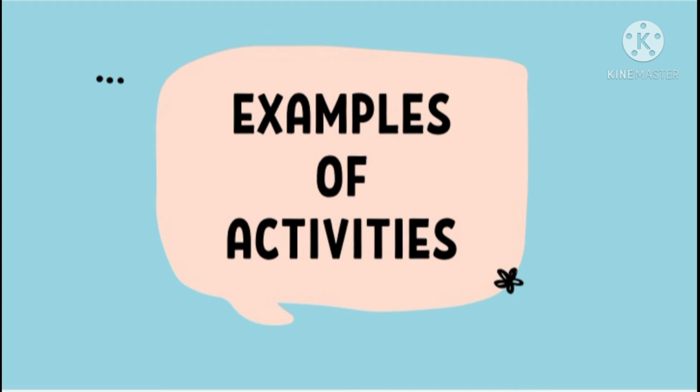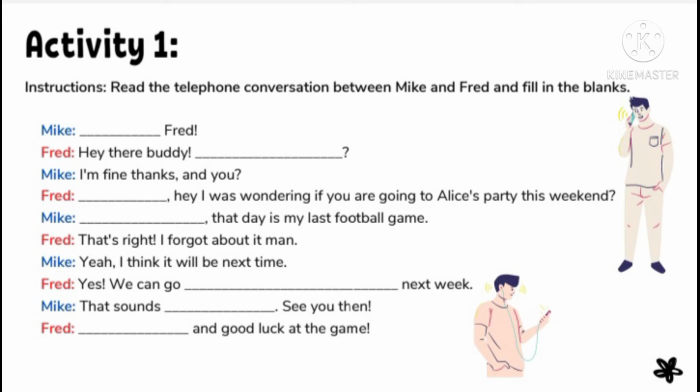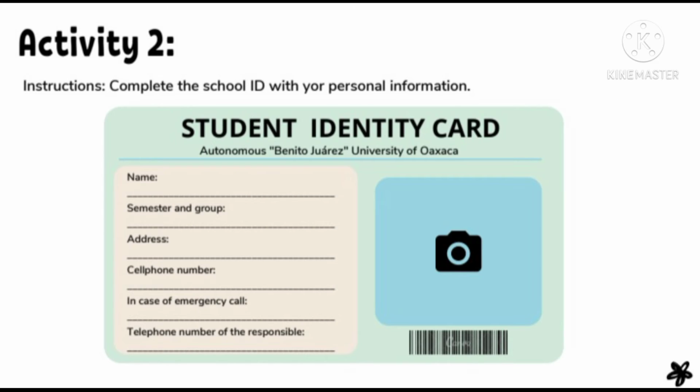Okay, so now we are going to see some examples of activities about form completions. Here we have our activity 1, so I will read the instructions for you. Read the telephone conversation between Mike and Fred and fill in the blanks. Let's go with our second activity. In activity 2, the instructions say that you need to complete the school ID with your personal information.